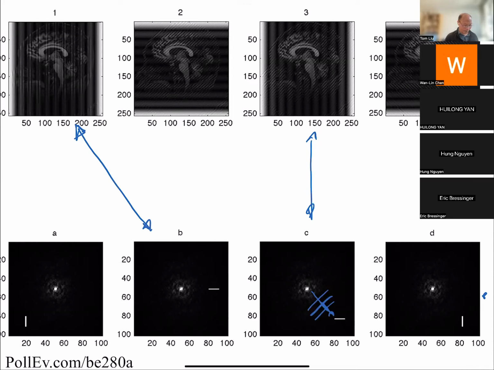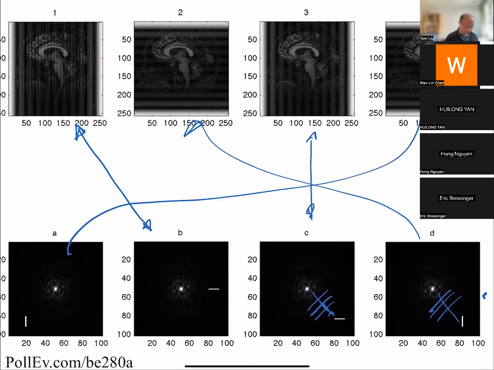Okay, so now we just have to figure out what A and D go with. All right, and so I think, let's see. Yeah, most people got that C went with three. That's great. Okay, and then the last two are pretty easy, right? We know this has edges this way, and so this must go with two, and then by process of elimination, A goes with four. So great.